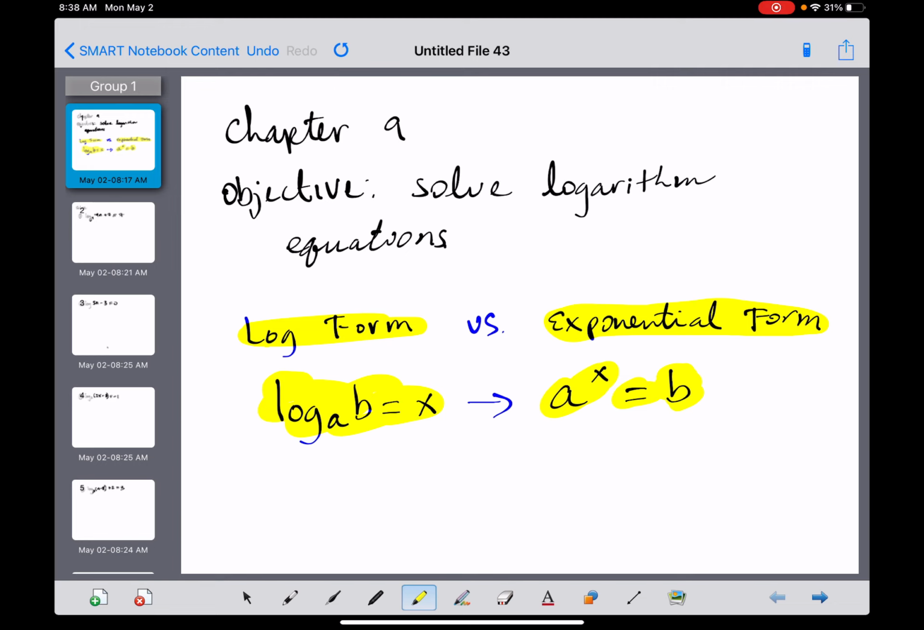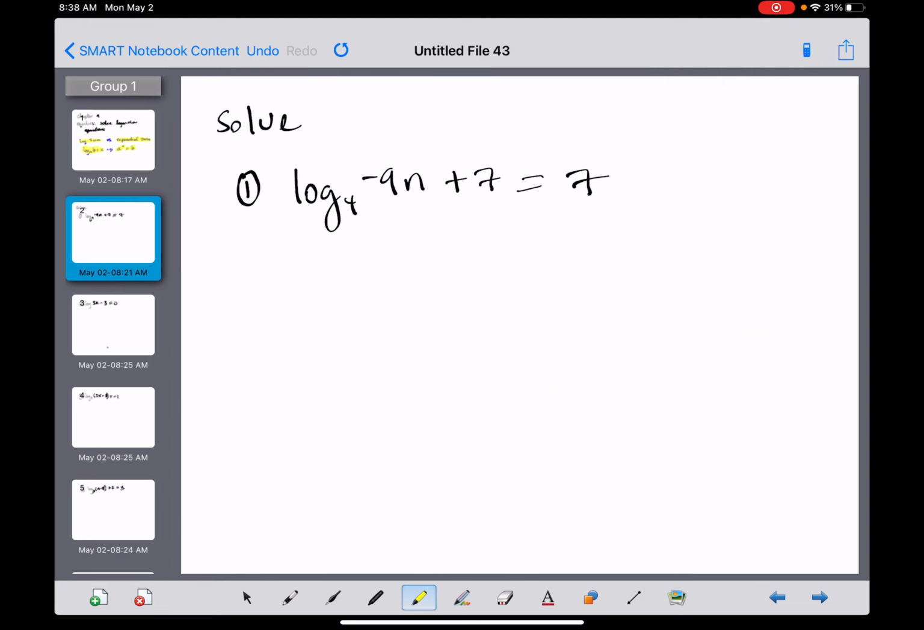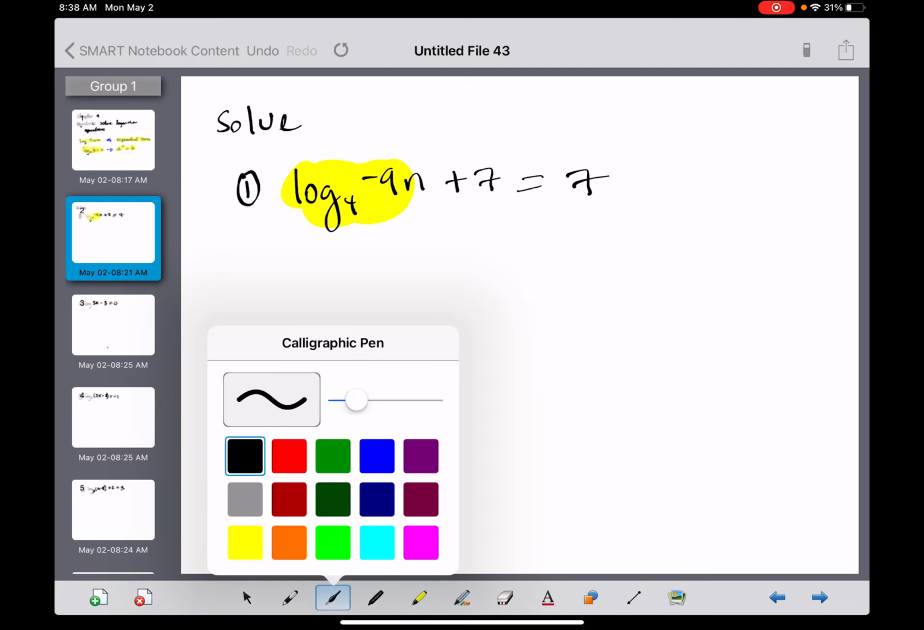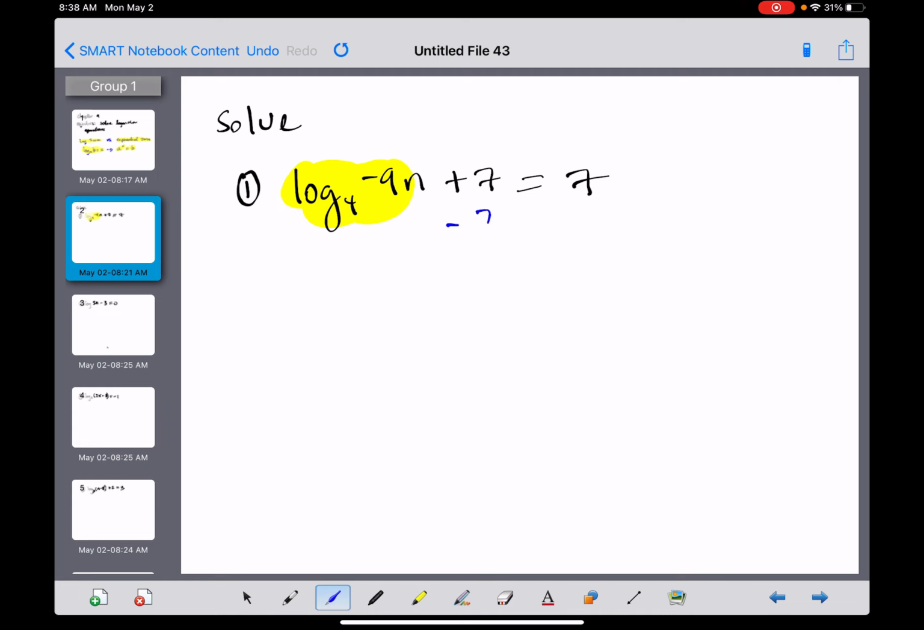Okay, let's move on to number 1. In number 1, we have log base 4 of negative 9n plus 7 equal to 7. So step 1, we want to isolate this log term right here by itself. In order to do that, we are going to subtract 7 from both sides. Then we have log base 4 of negative 9n equal to, I'm sorry, equal to 0.